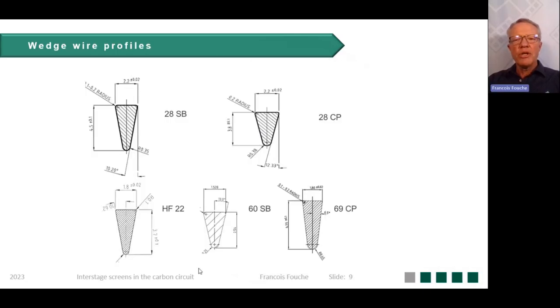5 or 6 of the wedge wire profiles from the Multotec range are suited and considered for interstage screens. So what do we look at when we select these profiles? We consider the head width. This has an influence on wear life and also on capacity.